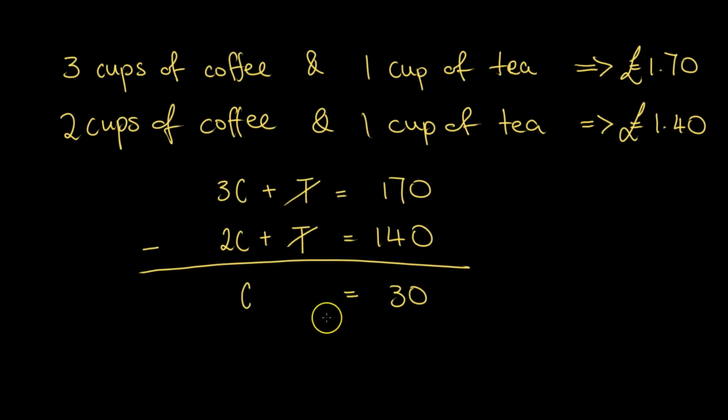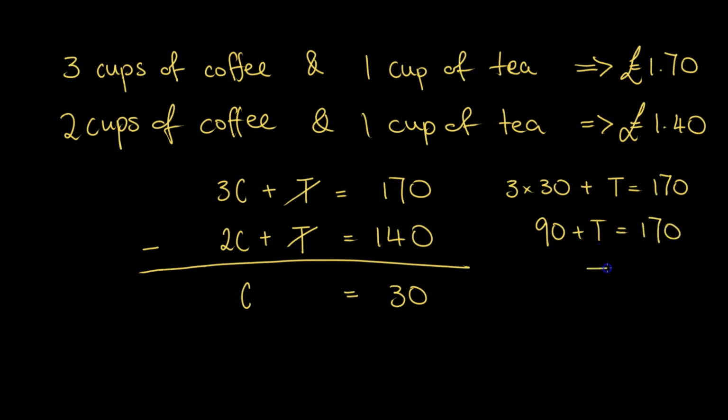And once I've worked out the price of 1 cup of coffee, I can put it back into one of my previous equations. So 3 times 30p plus a cup of tea is equal to 170. Well, that will be 90 plus t equals 170. And so t is, let's subtract 90 from both sides here. So t is going to be 80p. So hopefully you followed that all the way through.